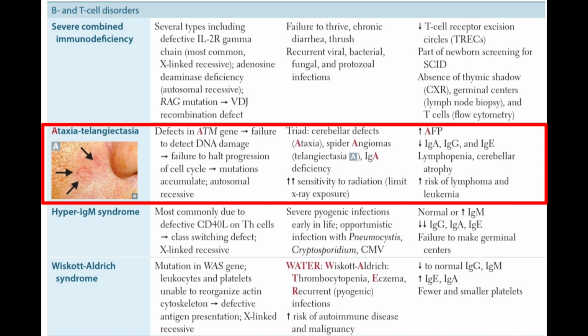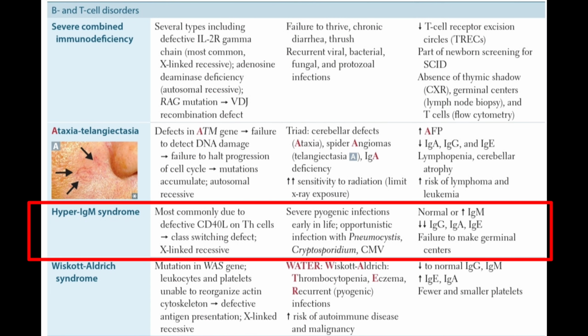The findings will be increase of AFP and decrease of IgA, IgG, and IgE. There is lymphopenia and cerebellar atrophy. There is increased risk of lymphoma and leukemia in the patient with Ataxia telangiectasia.